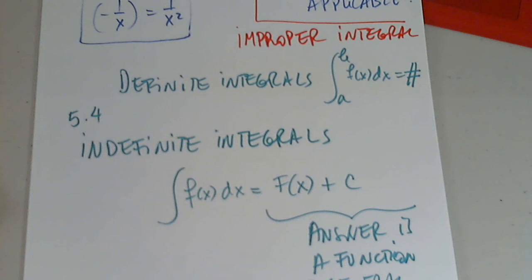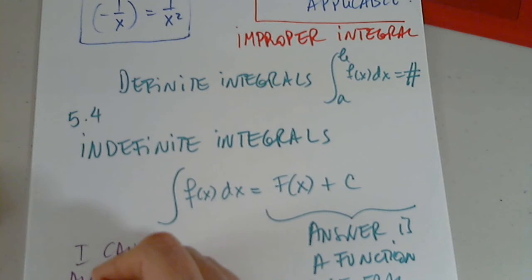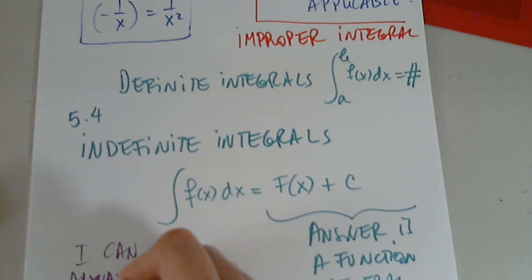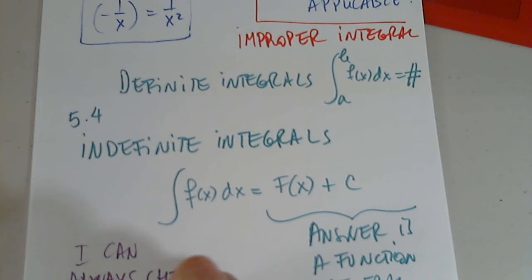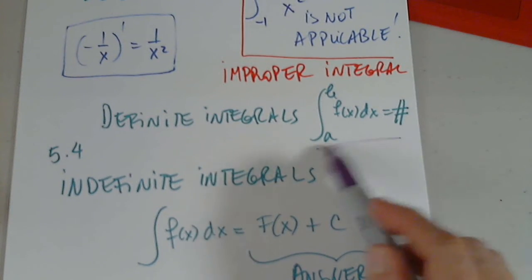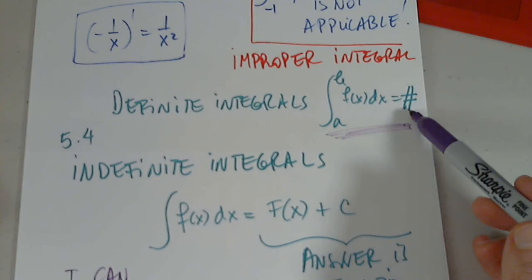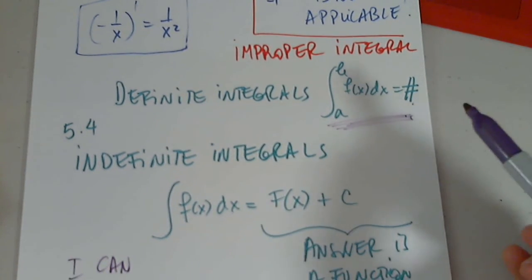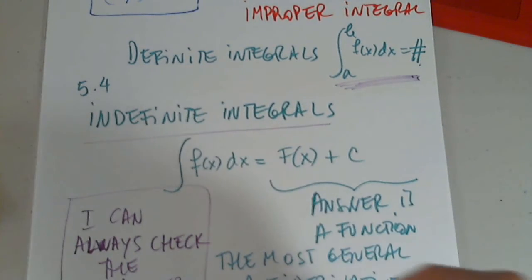One good thing here is that I can always check the answer. Which I can never say for this. I can only hope that this is the correct answer. I can go back and do it again if I have any doubts. But here, for an indefinite integral, I can always check the answer. How will I check the answer?